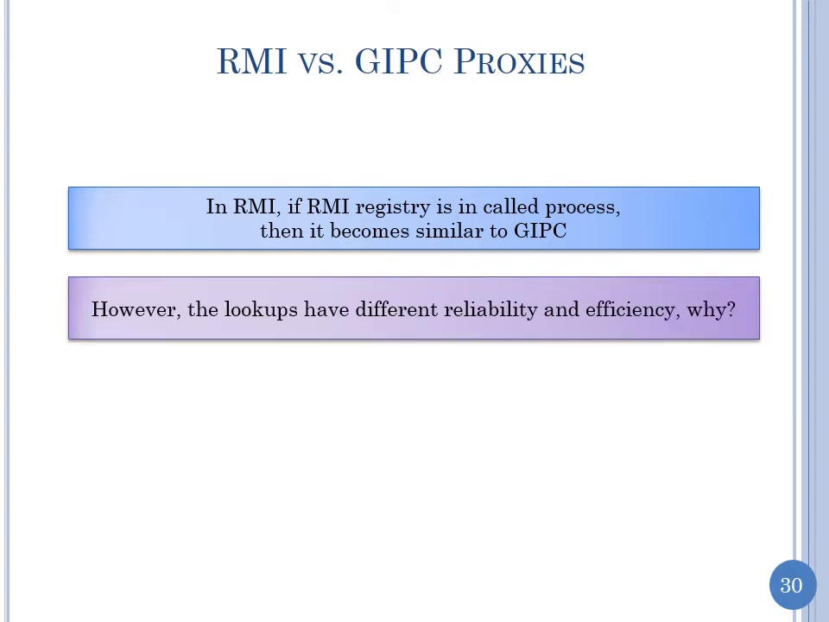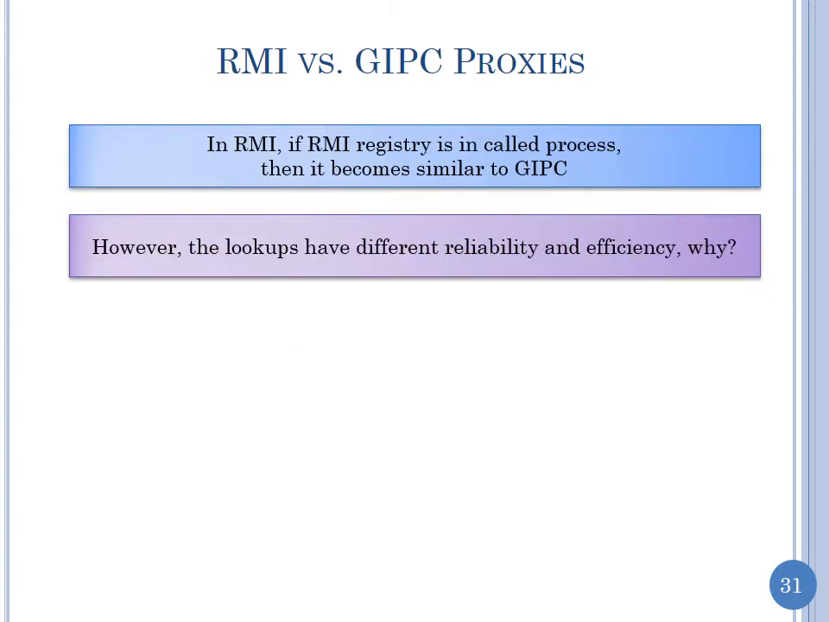However, let's just go and test how much you've absorbed in all that I've said. The lookups have different reliability and efficiency in GIPC and RMI. So RMI can simulate GIPC by just having the server have the registry in its process. But I'm claiming the lookups have different performance and different reliability in the two cases, even when in RMI the registry is local, in the server. So why is that? Okay, so the lookups have different reliability and efficiency.